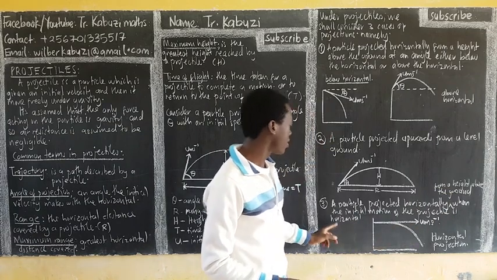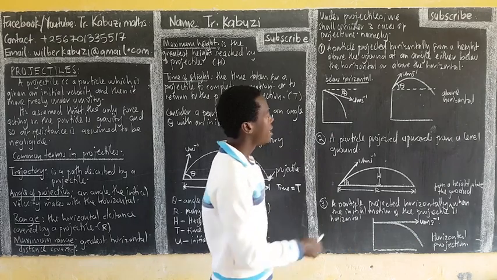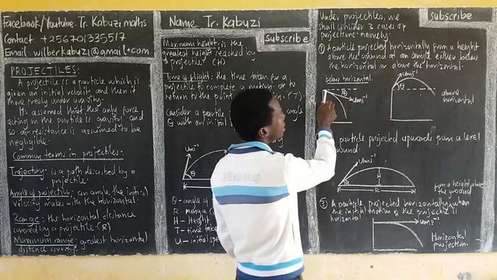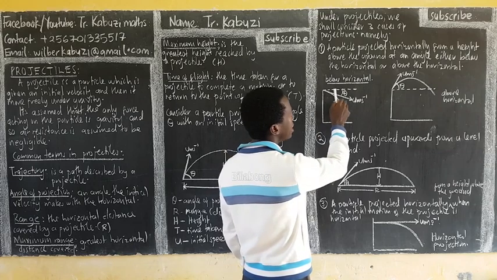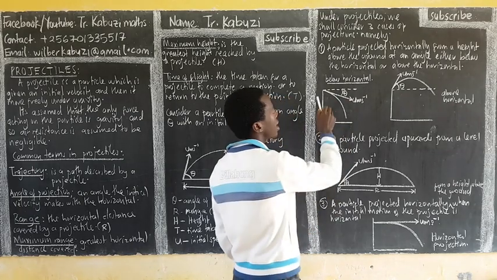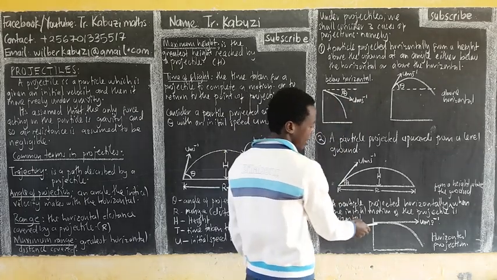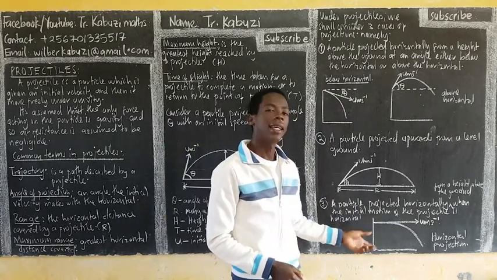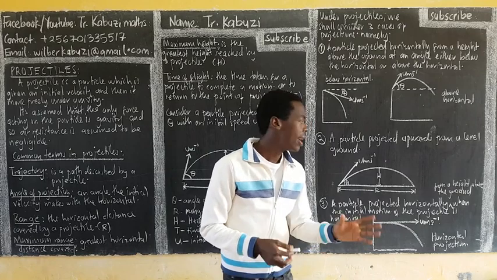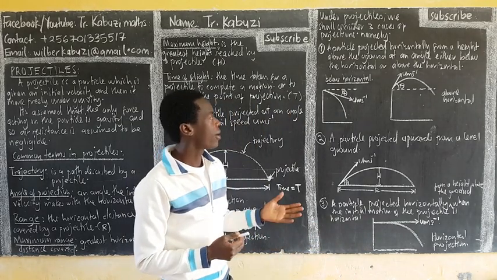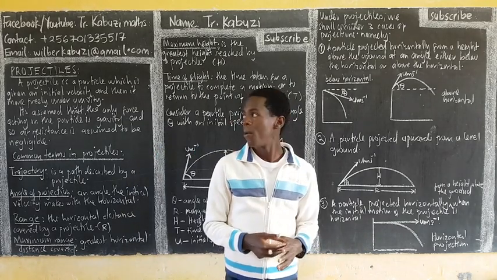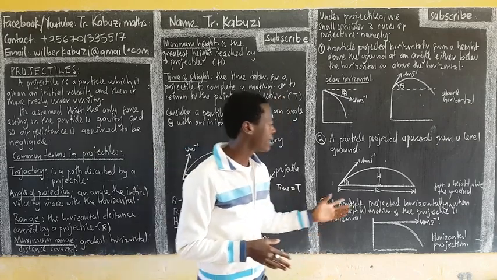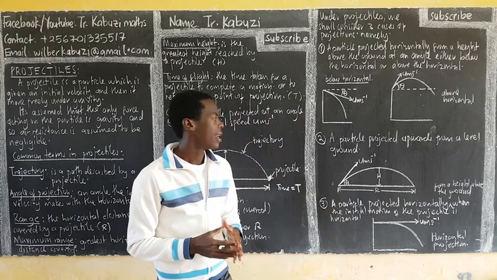Then case 3: a particle projected horizontally from a height above the ground, when the initial motion of the projectile is horizontal. This one is almost similar to the first, but here the initial velocity is in the direction of the horizontal. Most people call this the horizontal projection. So those are the three cases we are going to see in our projectiles. We are going to see how to calculate the time, the height, this distance, and so on.